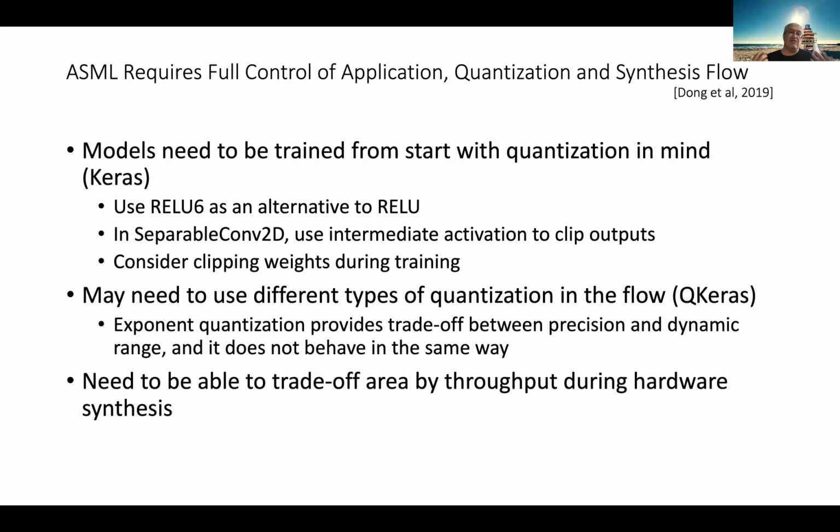So just remember that QKeras gives you a very large number of quantization procedures, and we can basically mix and match different types of quantizations. For example, we can do exponent quantization and mantissa quantization, and actually exponent quantization, when used correctly, can provide a good trade-off between precision and dynamic range of the arithmetic values, okay? And we have to consider all those things when we are doing quantization.